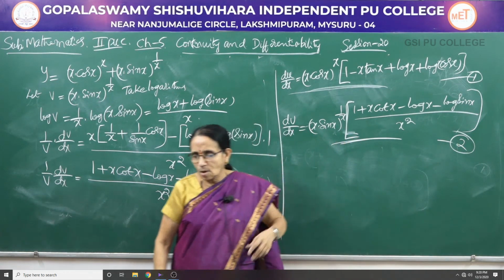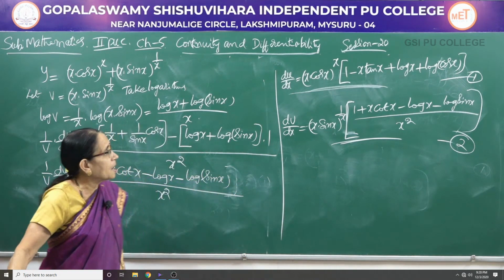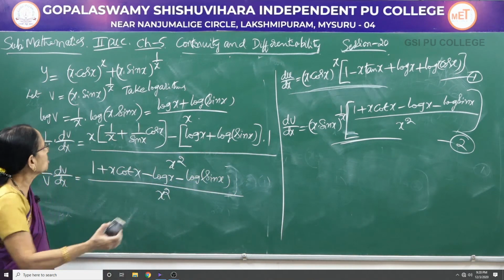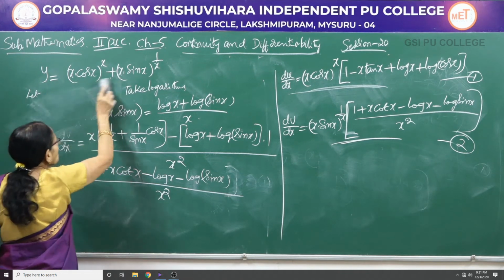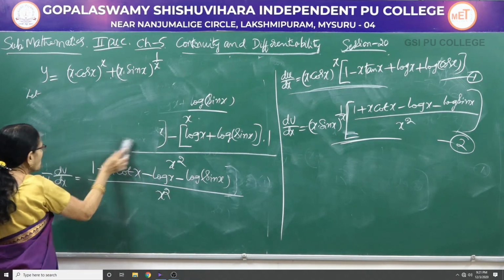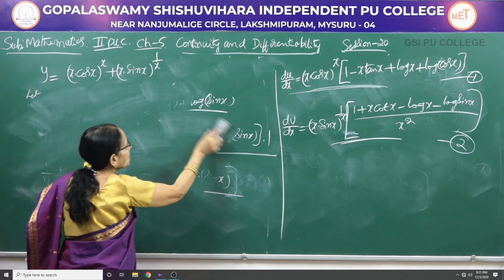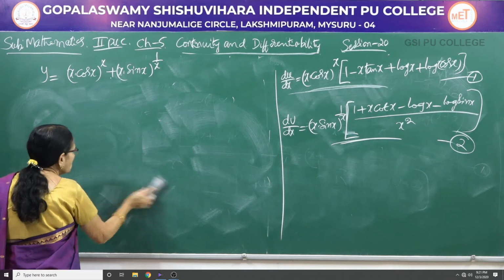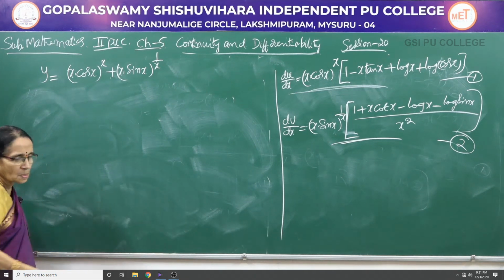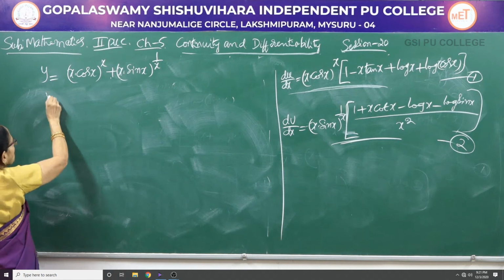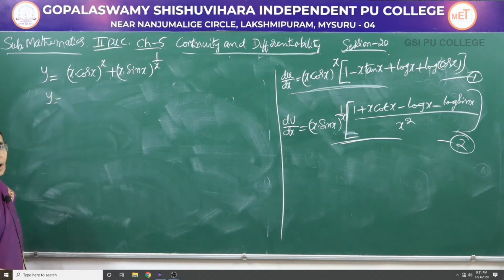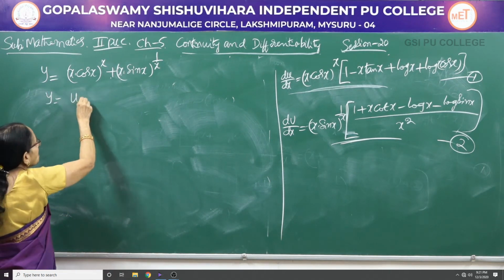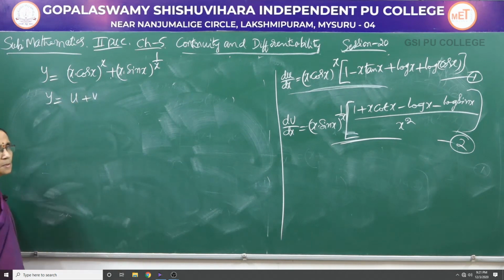So, du by dx is already there, dv by dx I have calculated. Now, these are the two parts of the given function whose derivatives we have calculated. Now, let us come to the conclusion part here. Now, the function y can be written like this, it is u plus v. So, after taking them as u and v, y becomes u plus v.